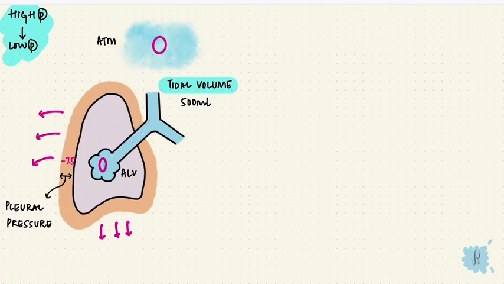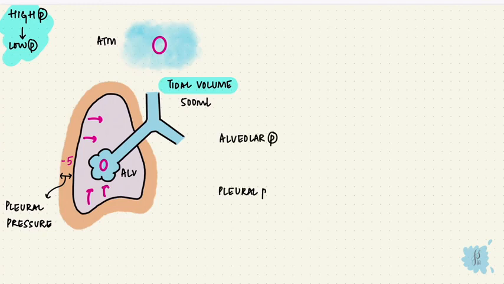For expiration, which is passive, the lungs recoil, and the alveolar pressure becomes positive at +1. So the gradient has reversed, and air leaves the lungs. The pleural pressure goes back up to -5. And the alveolar pressure comes back to 0, and we're at rest again.